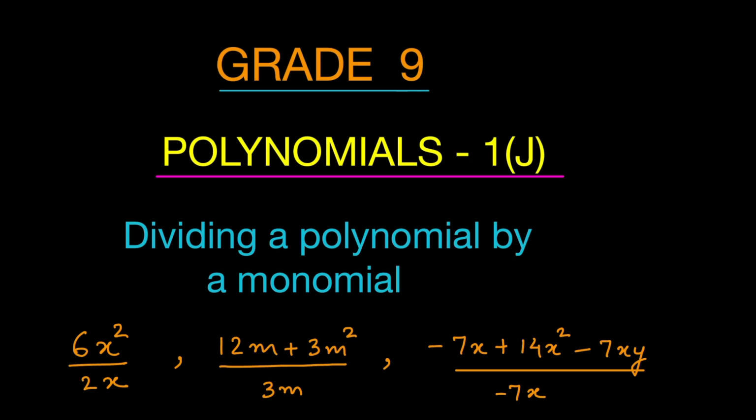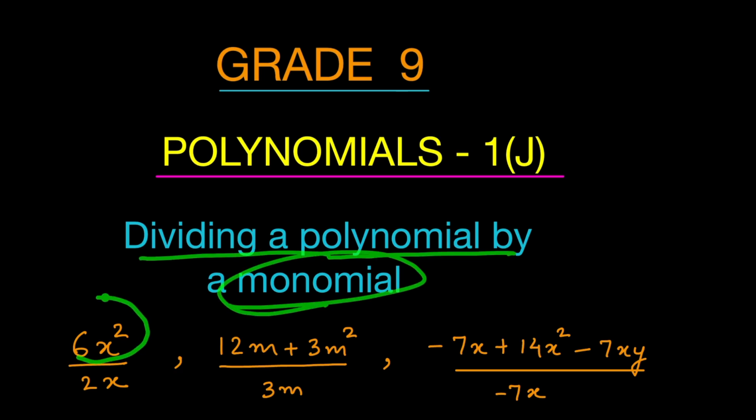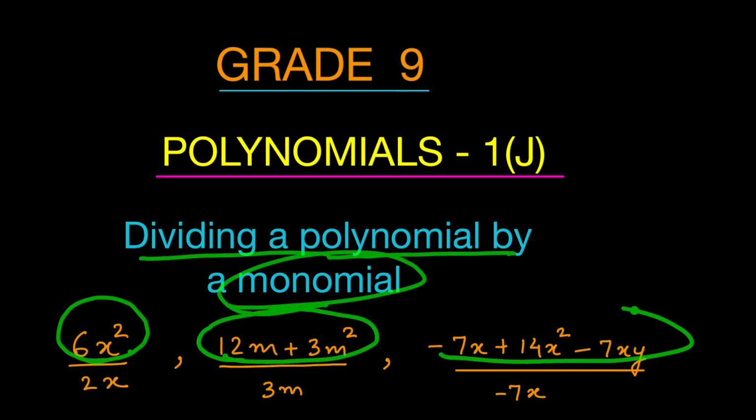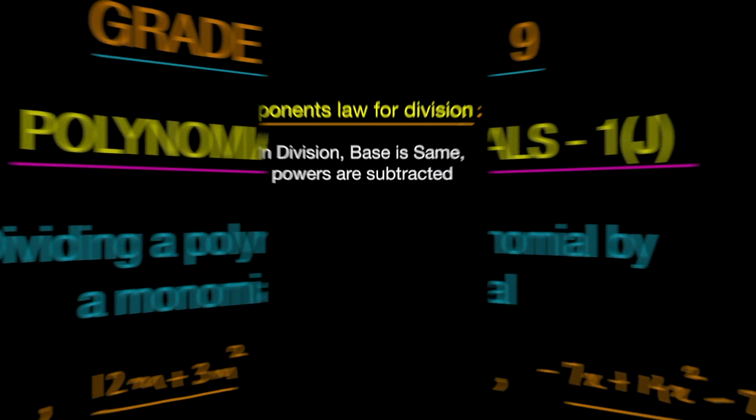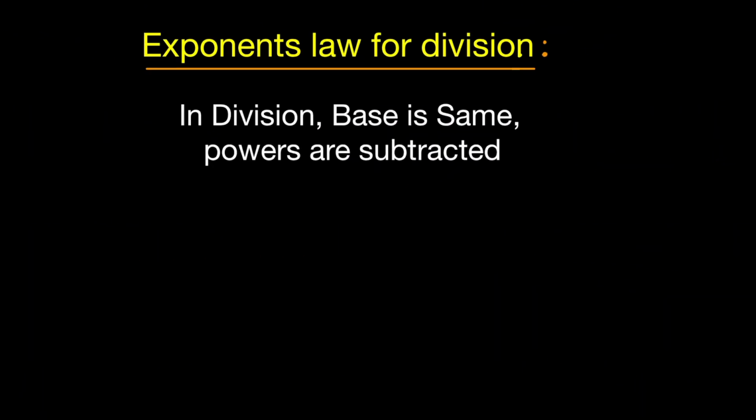So in this video we will learn dividing a polynomial by a monomial. The polynomial which we divide can be a monomial, or it can be a binomial, or it can be a trinomial. So we will learn this. To understand this, first we should know the exponent's law for division.